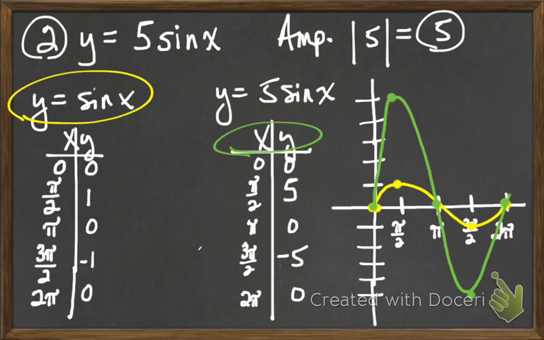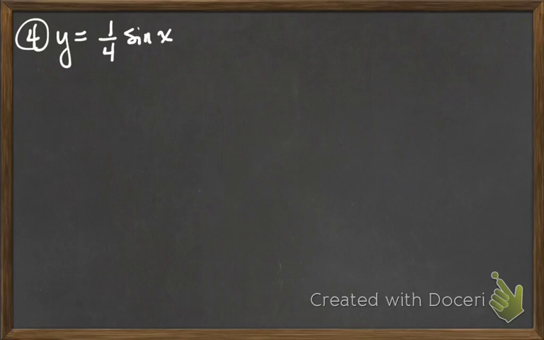Alright? Now I'm not going to make a t-chart for the next one, and we're going to see if we can do the next one. The next one that I have picked is number 4. Let's look at number 4. Same directions. So it says y is equal to 1/4 sine of x. It wants to know the amplitude.